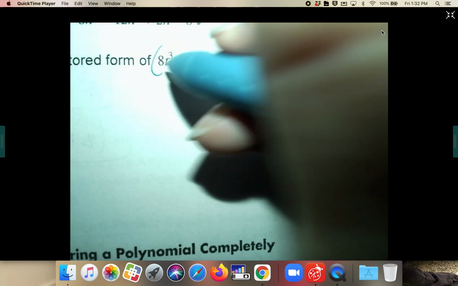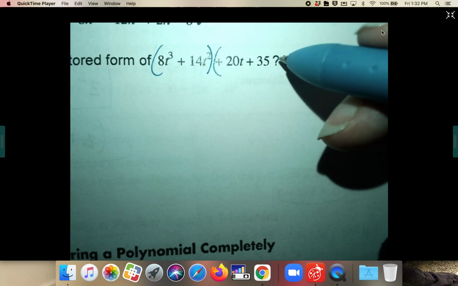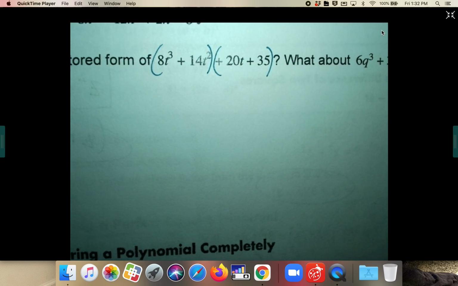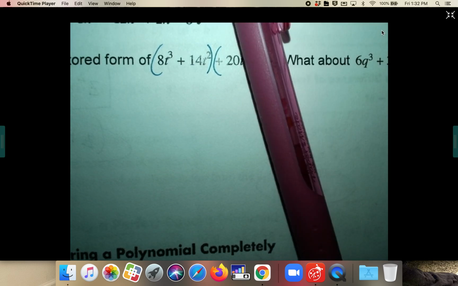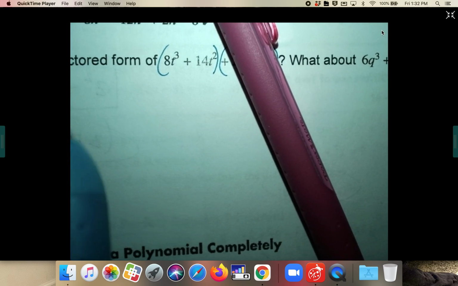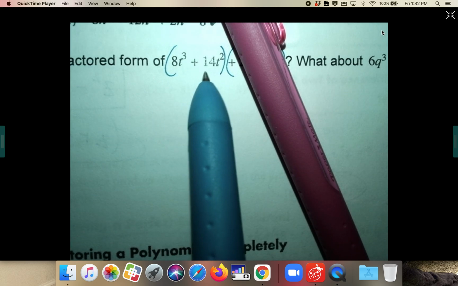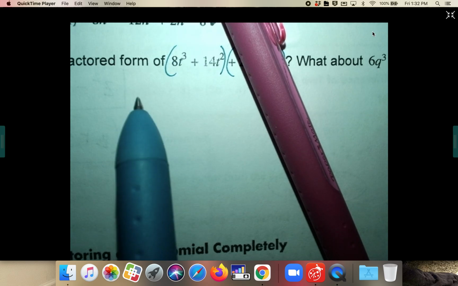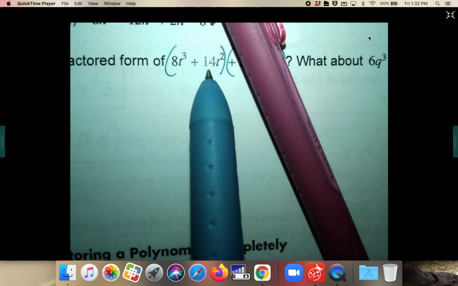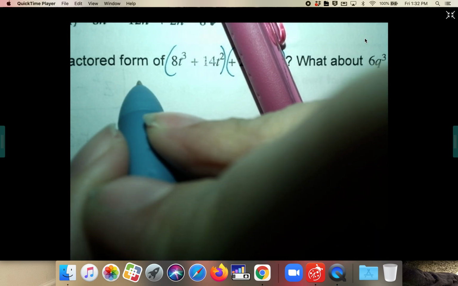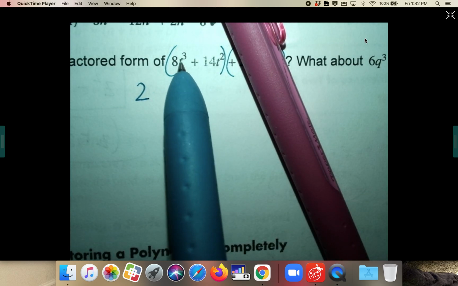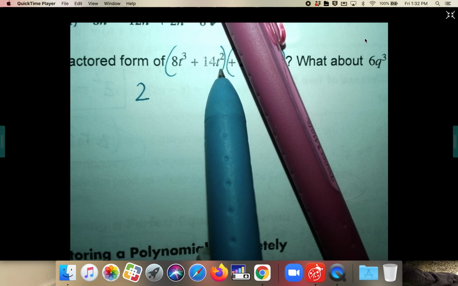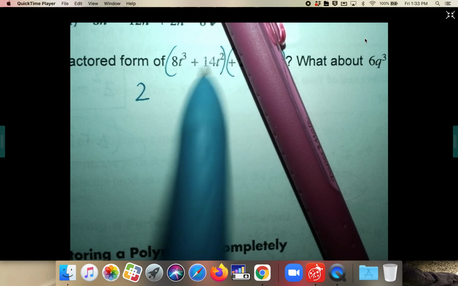So I'm going to just put parentheses around my first group of 2 and my second group of 2. So again, don't look at the second group yet. We just want to look at 8t to the third plus 14t squared. So what can you pull out? What is the greatest common factor of 8 and 14? I think it's just 2. And of t to the third and t squared, the most you can pull out is just t squared.